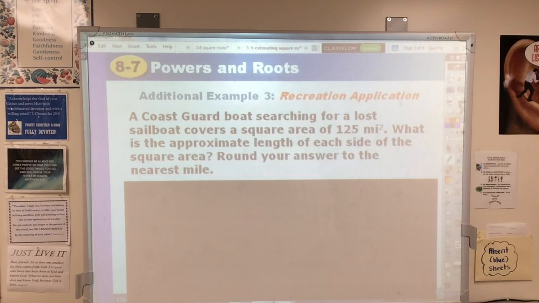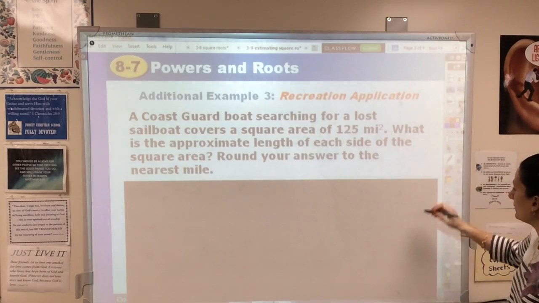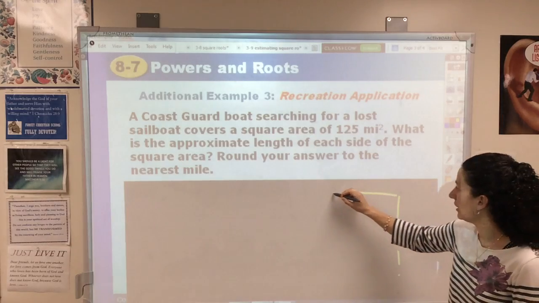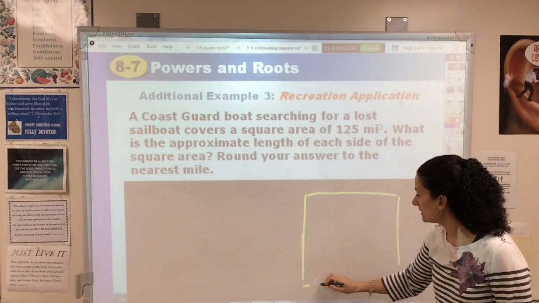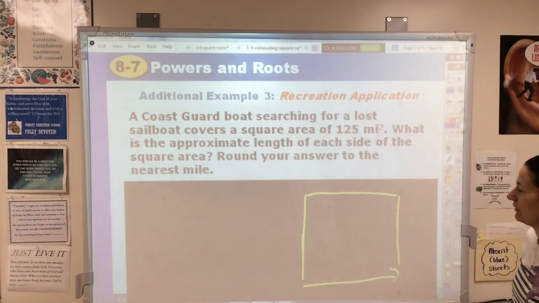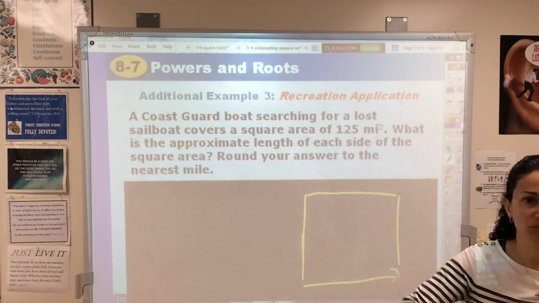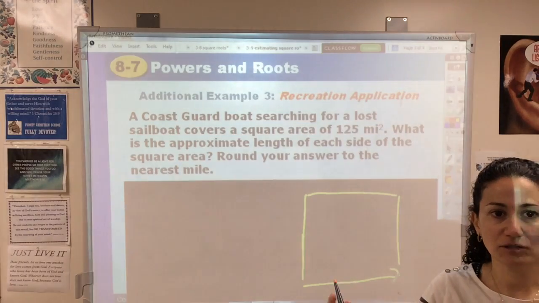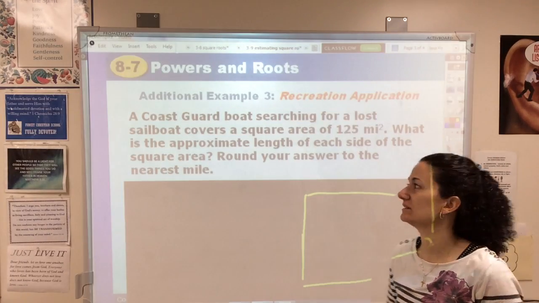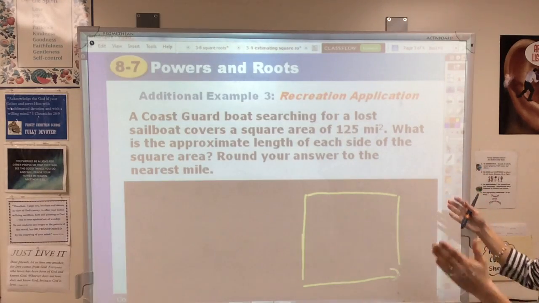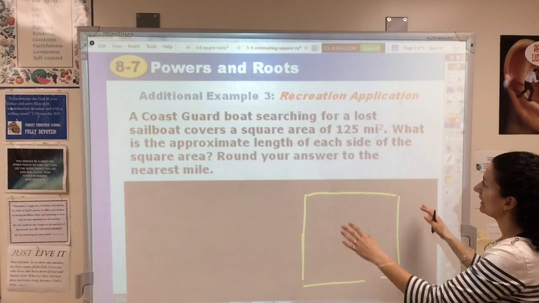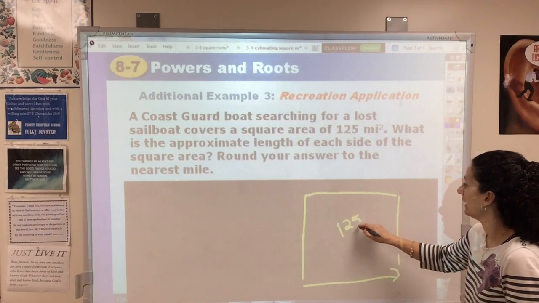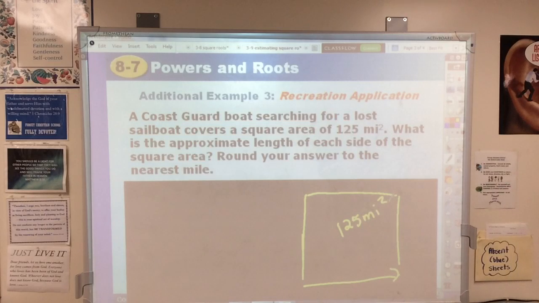A Coast Guard boat is searching for a lost sailboat. It covers a square area of 125 square miles. That means the boat's going to go up and across and down, and it's covering about a square area of ocean. Obviously, it can't just roam all over the ocean. It's got to use some methodical way to try to find that lost sailboat. Maybe there's more than one Coast Guard boat, and each boat is being assigned a square area of about 125 square miles. What is the approximate length of each side of the square area?